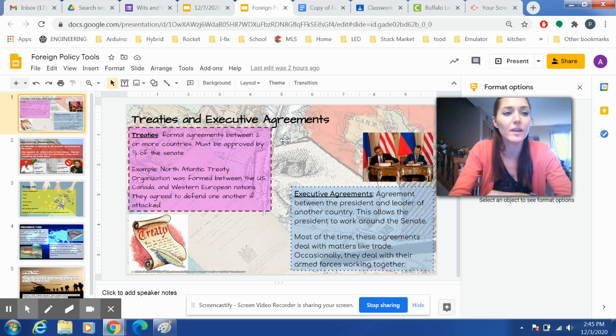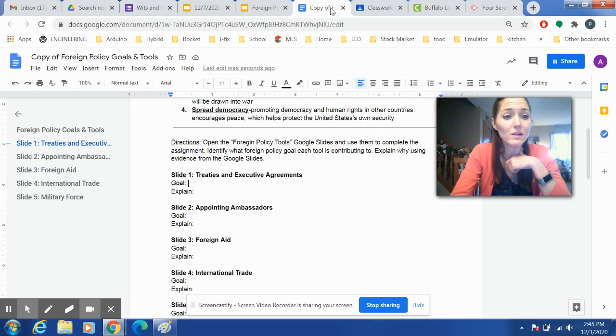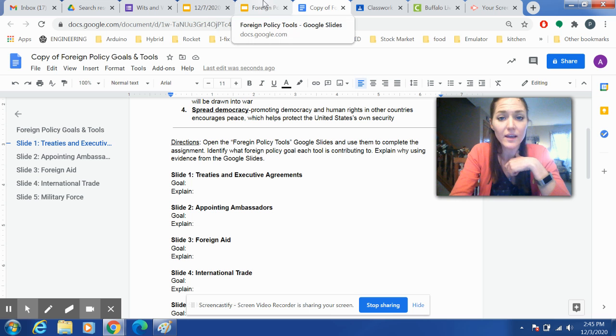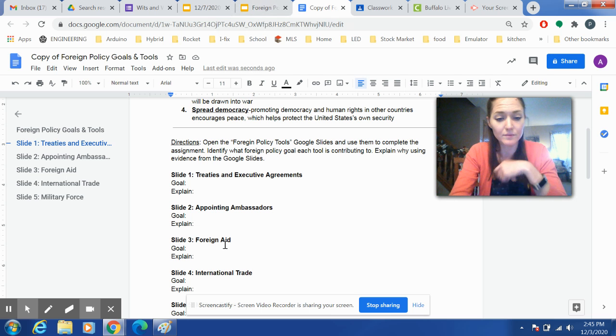Okay, so make sure that you have your foreign policy tools Google Slides open, and your foreign policy goals and tools Google Doc open. Remember, you're going to be using the slides to help you complete the Google Doc. All right, and if you're having trouble with this assignment, don't worry. This is all level 2 thinking, which is a little bit more critical thinking, just to make sure that you guys are making those grade level growths.